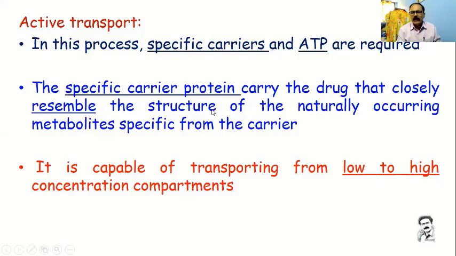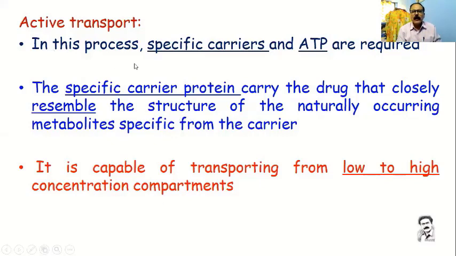Just now I said, even if you are not a police, if you are having a police dress, it thinks you are a police and it will allow you. Like that, the naturally occurring metabolic species will carry, and it is capable of transporting from low to high concentration. In this, we are using energy. When you are using energy, they can travel in this. In the previous cases, it was from higher concentration to lower concentration. When it comes to active transportation, it is from lower to higher. From lower concentration to higher concentration, they can flow, which is called active.